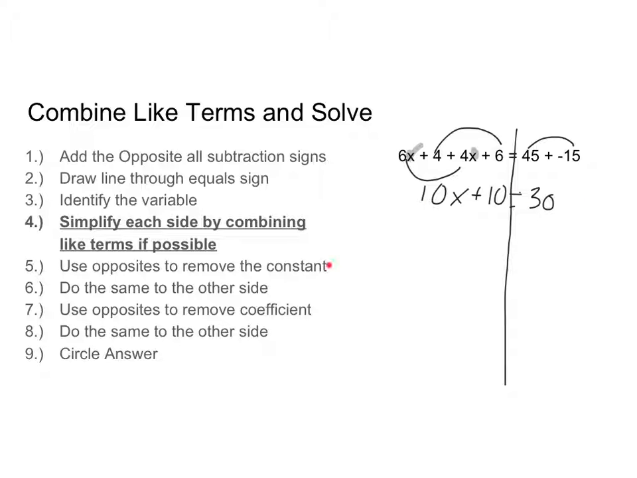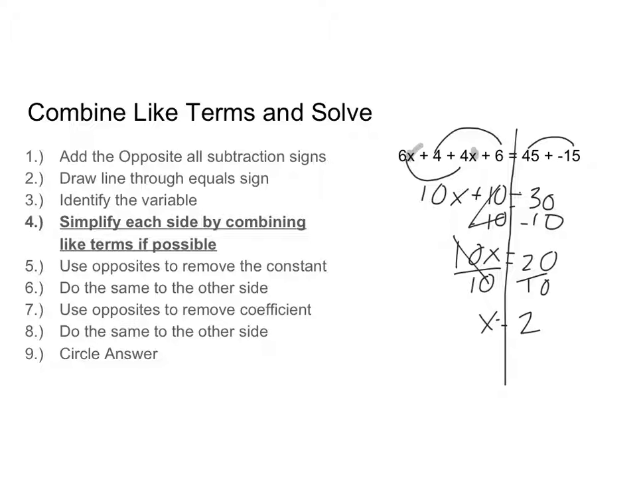And that's where we go with our next step, is to solve this just like we did before. We need to use opposites to remove the constant. We got to get rid of this plus 10. So we subtract 10 or have a negative 10. Subtract 10 or a negative 10. And that gives me 20 on this side, and the 10's cancel. And I'm left with 10x equals 20. Okay, well now I got to get rid of the coefficient, and I do that by dividing by 10. Dividing by 10. My 10's cancel, and I'm left with x equals 2.